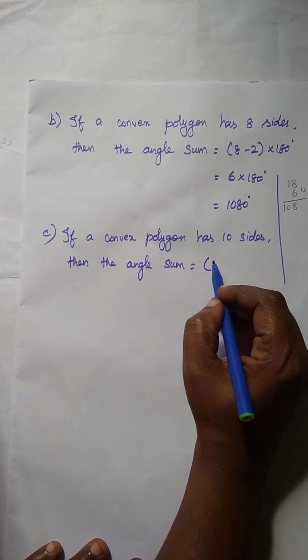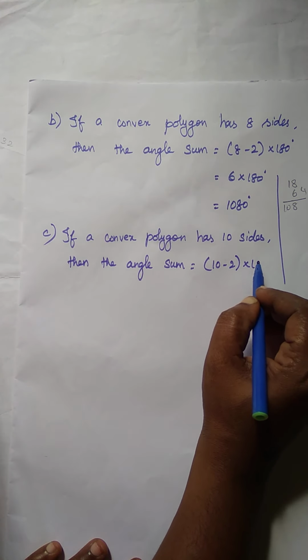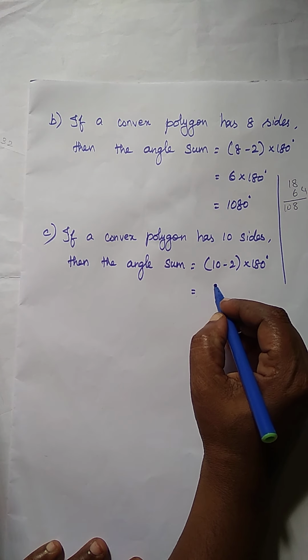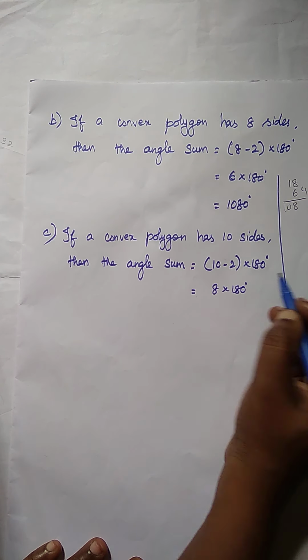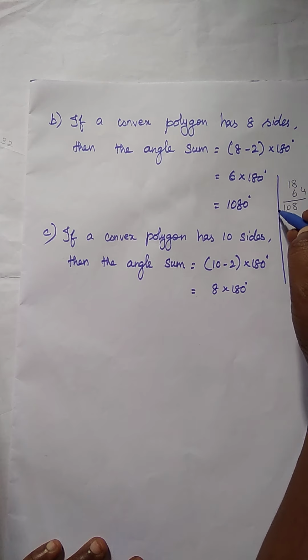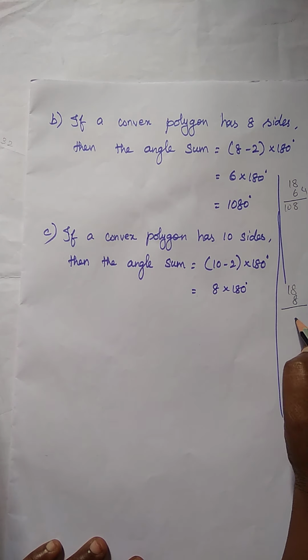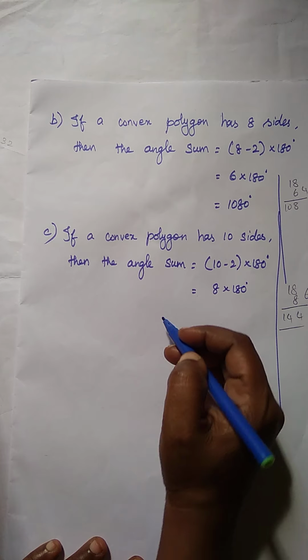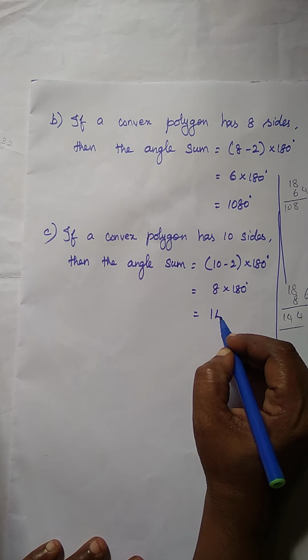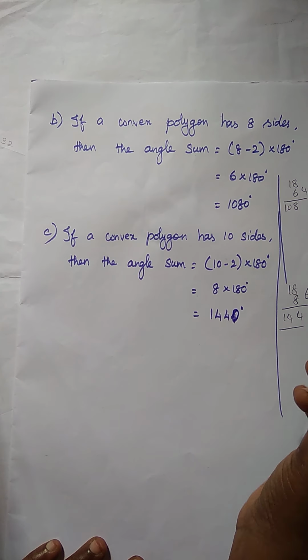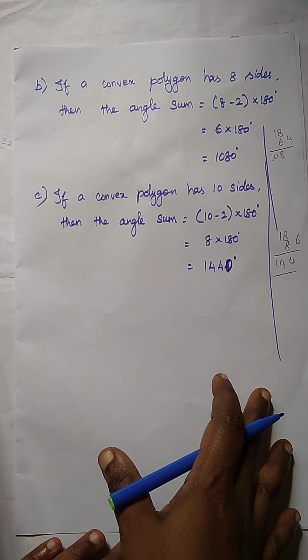Is equal to 10 minus 2, into 180 degree. So 10 minus 2 is what? 8. But 8 into 180 degree. Now multiply this in your rough column. 18 into 8. 8 8 is 64. 6 180 is 8. 8 plus 14. 1440. 1440 degree. Okay, this is the C.